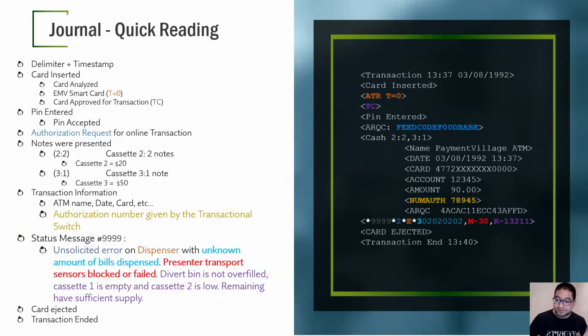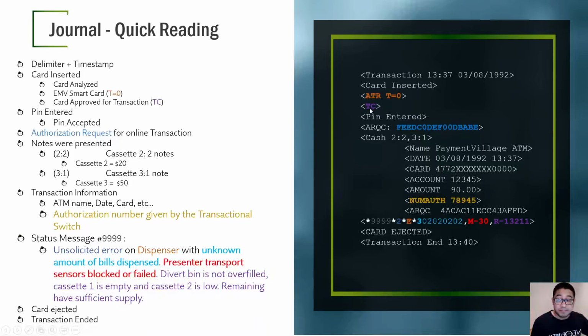So, really quickly, a quick reading of the journal. Please don't think that it is too much information. We will just try to see what we learn and read this journal very quickly. I just composed this, and this says, for example, this is my delimiter, that the transaction starts at this date and the transaction ends at this date. Then we will see that the card was inserted. We see T0 and T equal to 0.